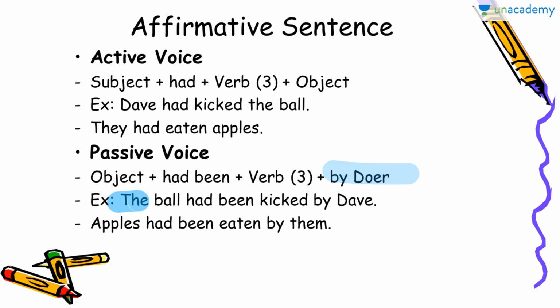For example, the ball had been kicked by Dave. Apples had been eaten by them. So had is used again whether it's singular or plural in the object, then been, then verb third form, and at last the name of the doer.